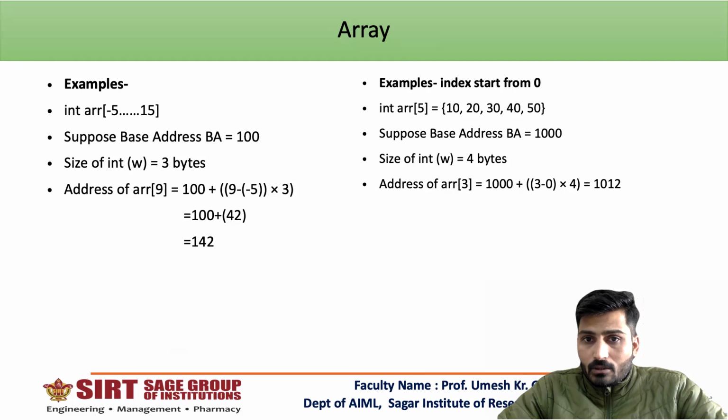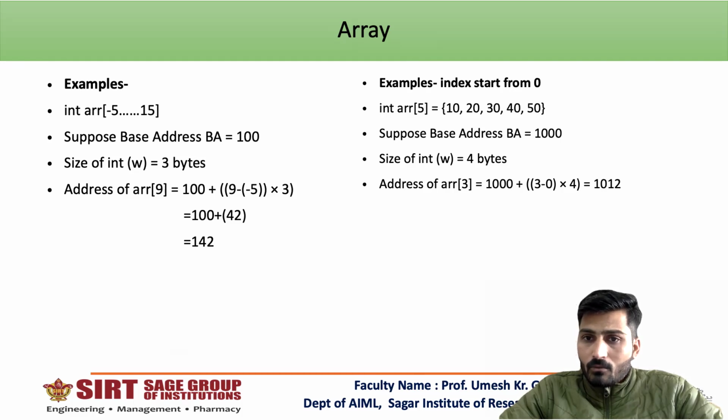Suppose this is another example where the array has a size of 5 with elements 10, 20, 30, 40, 50, and I want to calculate the address of arr[3]. The array index starts from 0, so arr[3] is the fourth value. If the base address is 1000 and the size of each element is 4 bytes, then 10 is at 1000, 20 at 1004, 30 at 1008 and 40 at 1012. Because this array is very small, we can calculate manually.